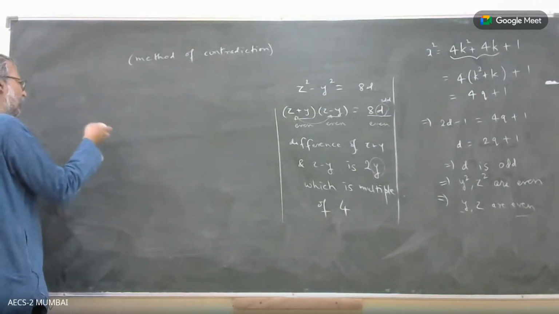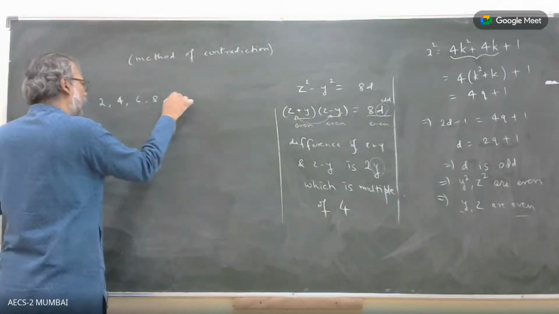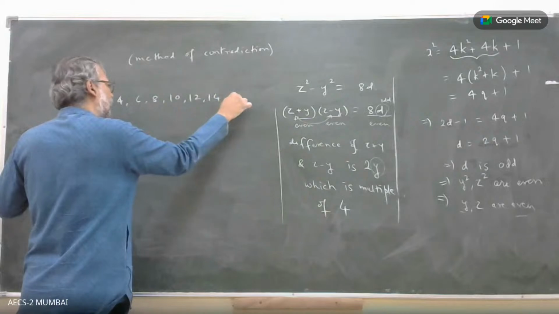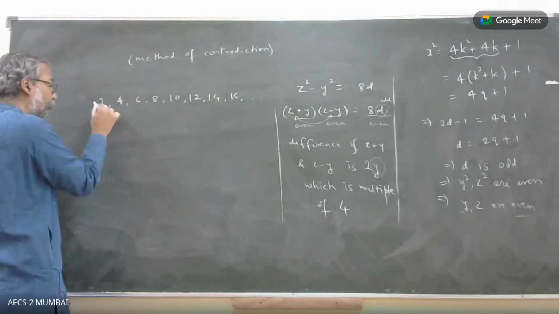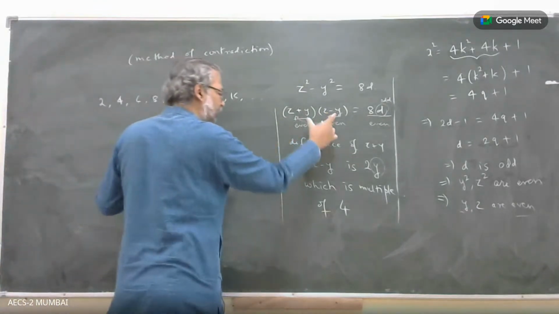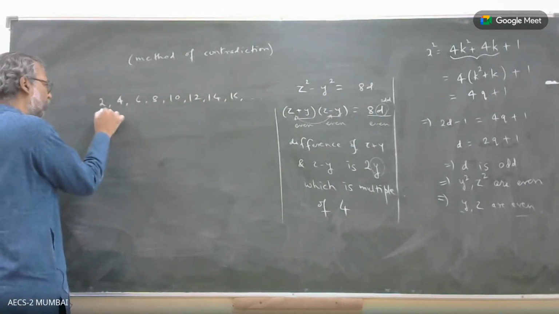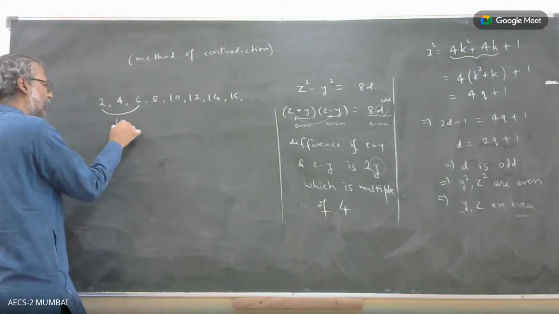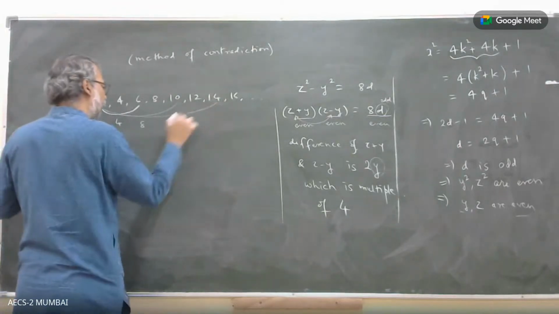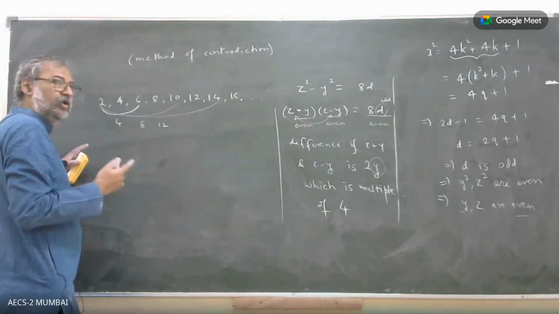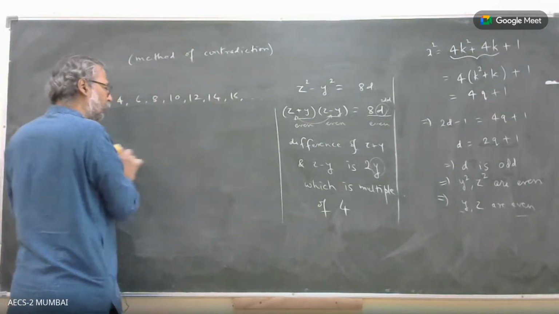Now look at some pattern of even numbers. Say 2, 4, 6, 8, 10, 12, 14, 16, and so on. Now look at those numbers whose difference is a multiple of 4. 2 and 6, difference is 4, right? Then 2 and 10, difference is 8. 2 and 14, difference is 12. So these are all multiples of 4. So which numbers have a difference that is a multiple of 4?